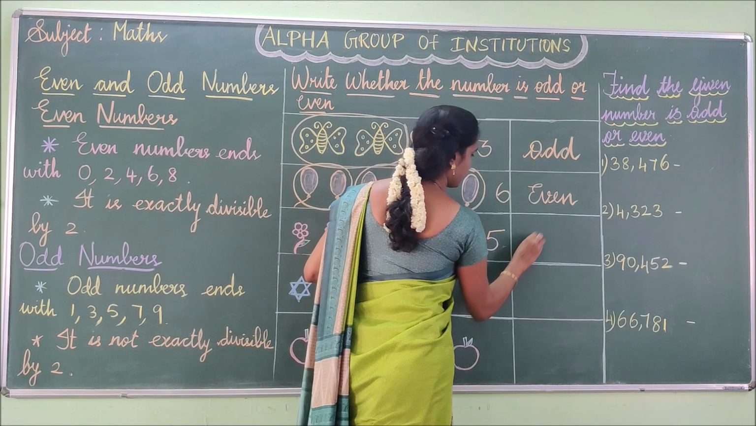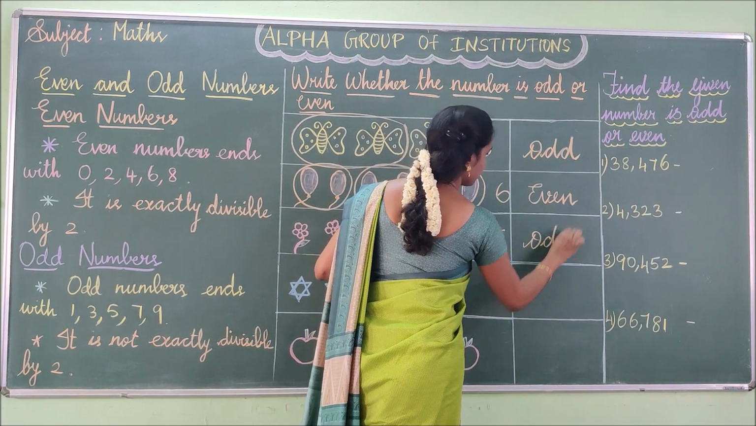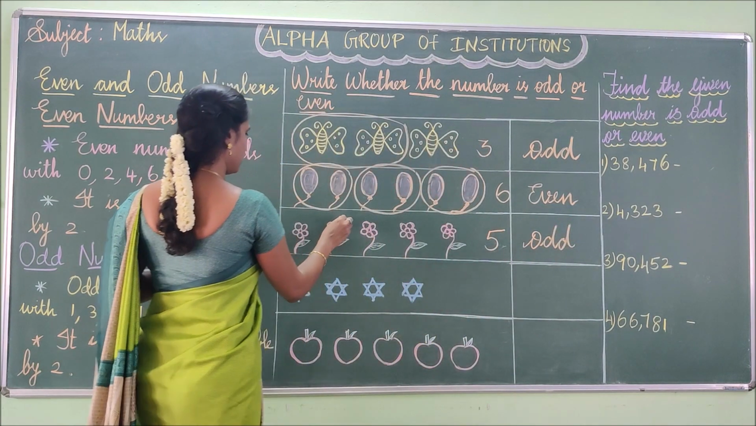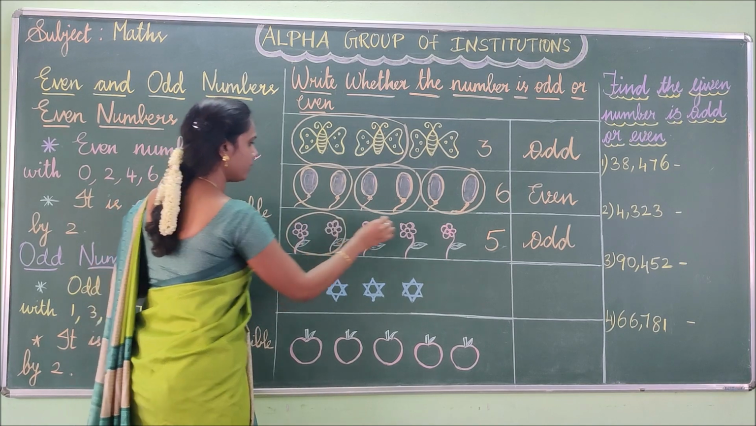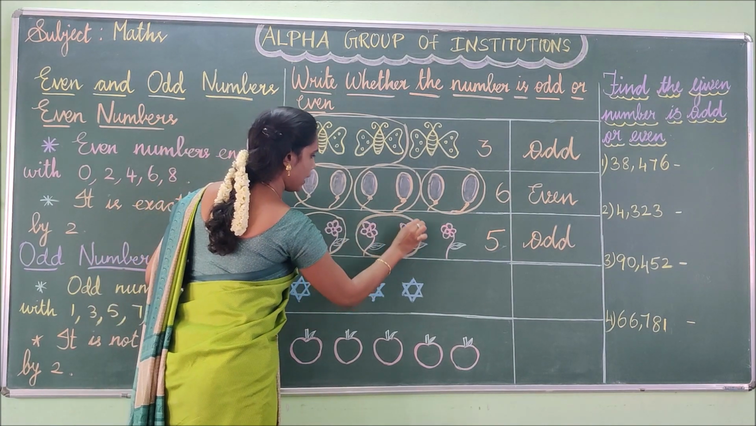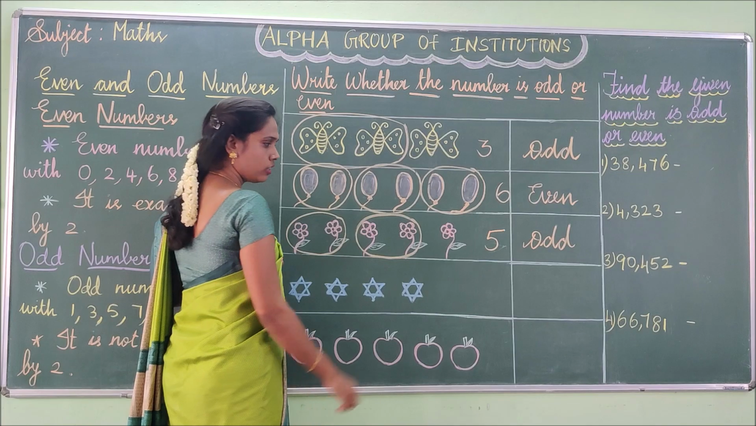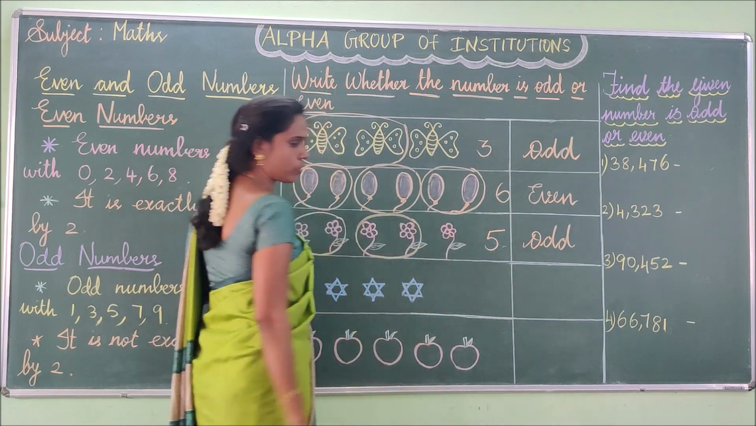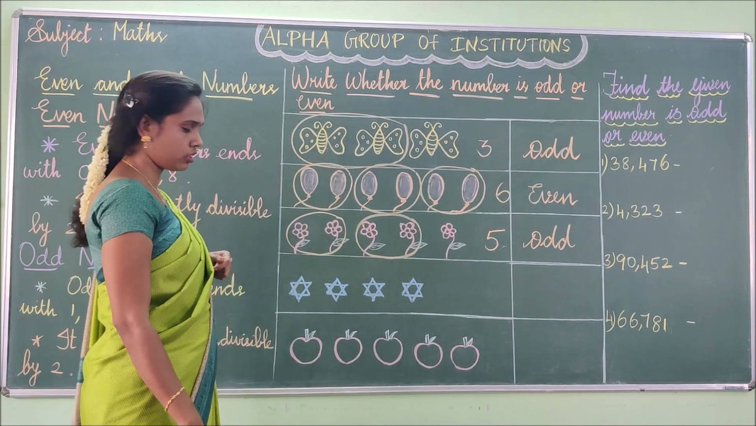If you want, you can pair and see also. See, one pair, second pair, and 1 is left over. If it is left over, that is automatically an odd number. Okay, see the next one.